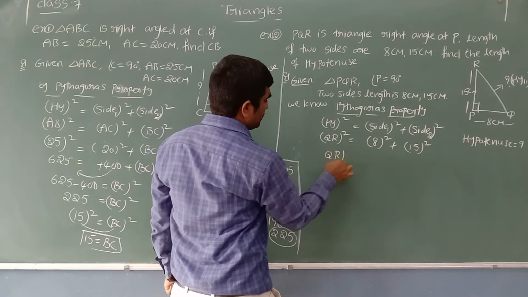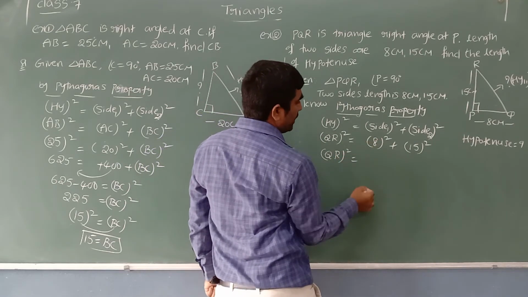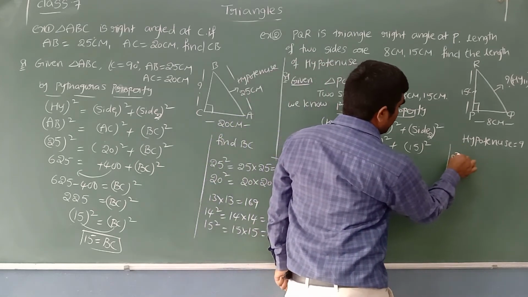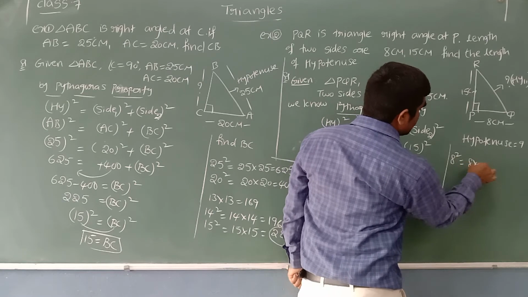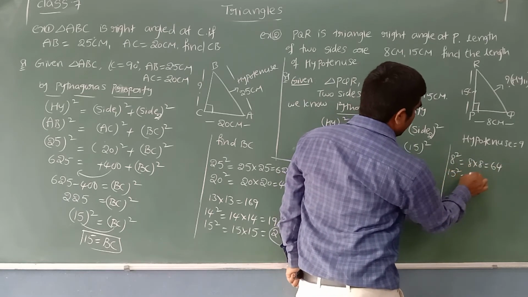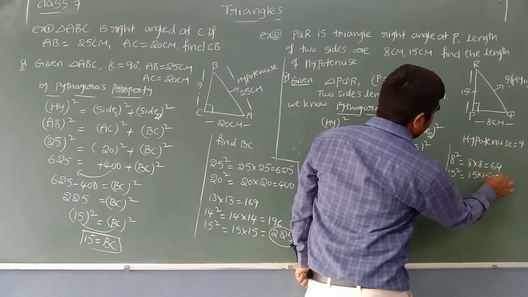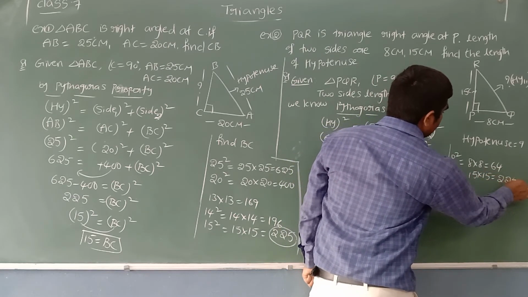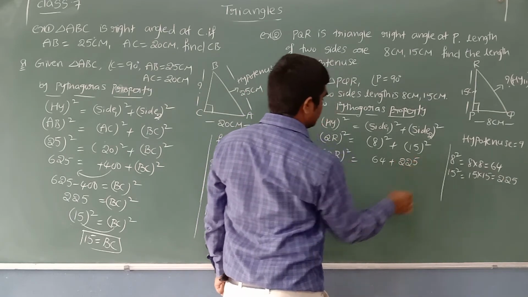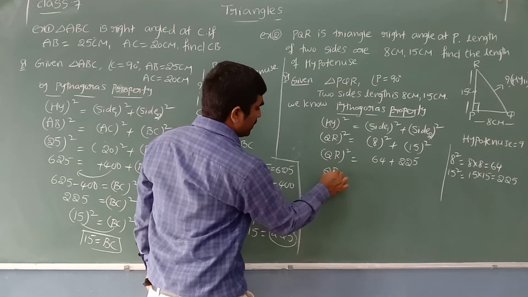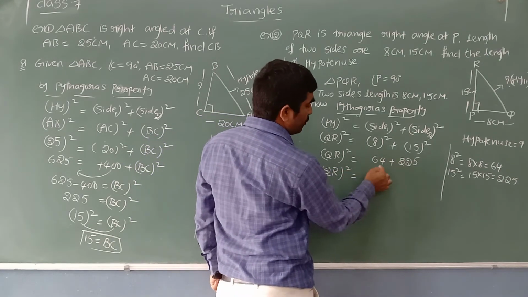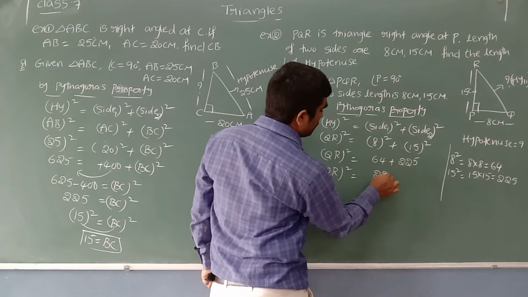QR square is equal to 8 square plus 15 square. 8 into 8 is 64. Hope it is clear. 8 power 2 means multiply the base by itself 2 times, so 64. Next, 15 square: we multiply 15 by itself 2 times. 15 into 15 is 225. 15 square is 225. Now QR square is equal to 64 plus 225. Do the addition here. 220 plus 60 is 280, 4 plus 5 is 9. The addition is 289.